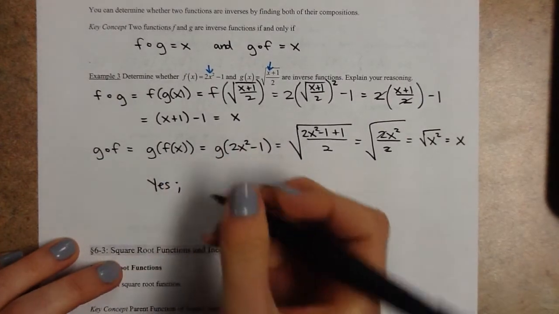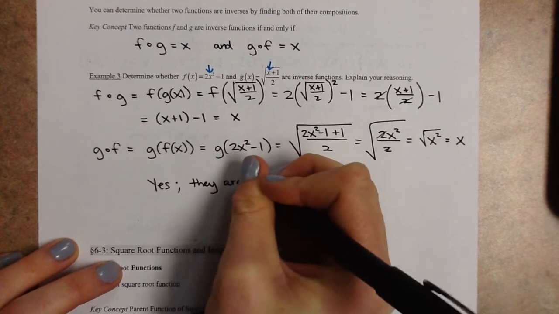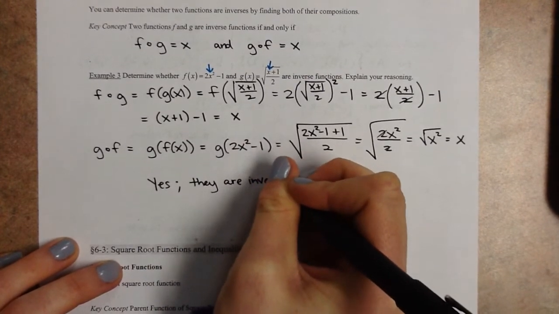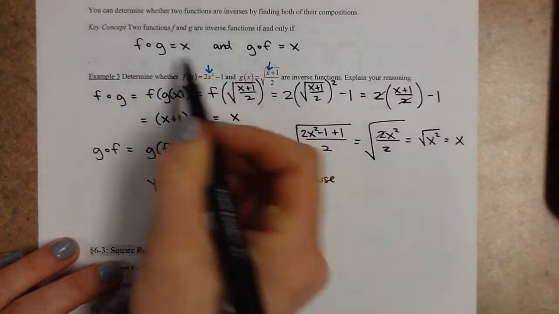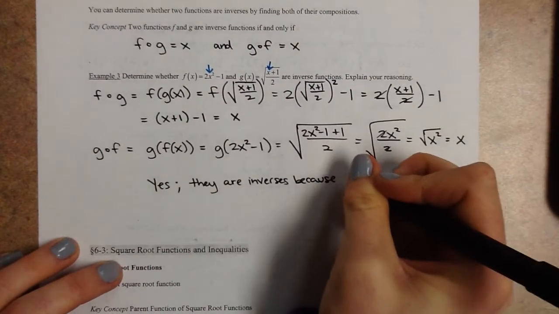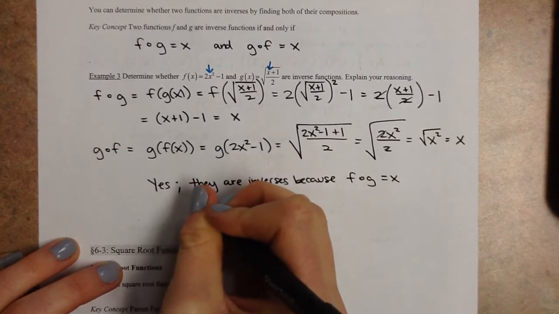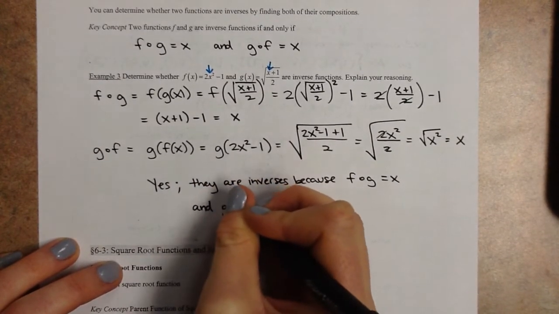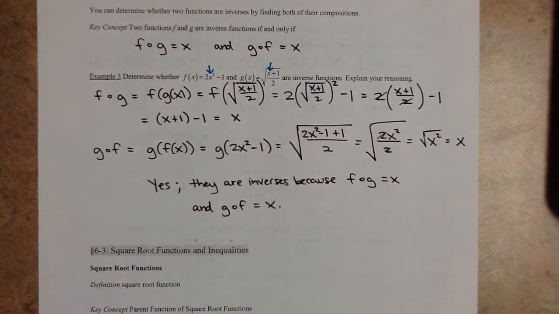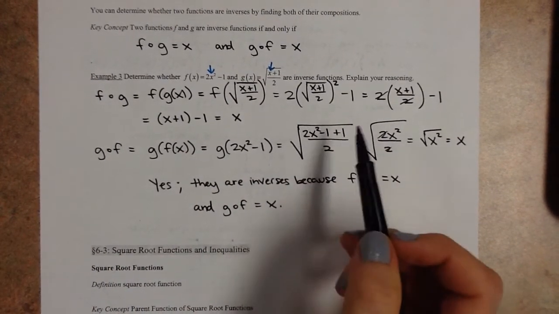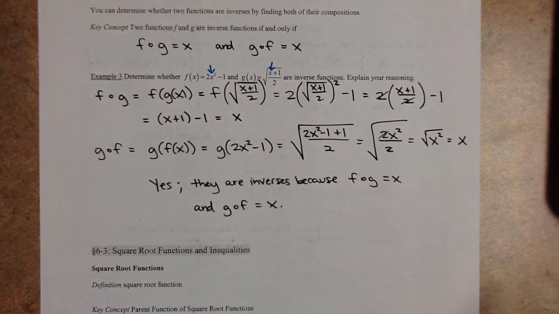And we're supposed to explain. So let's say yes, they are inverses because, and then we basically just give the reason that it has up here. So because f composed with g equals x and g composed with f equals x. All right, so the next thing we've got coming up, since we're kind of on this path right here, we're going to be doing some square root stuff as well as some inequalities. All right, so that's coming up next.